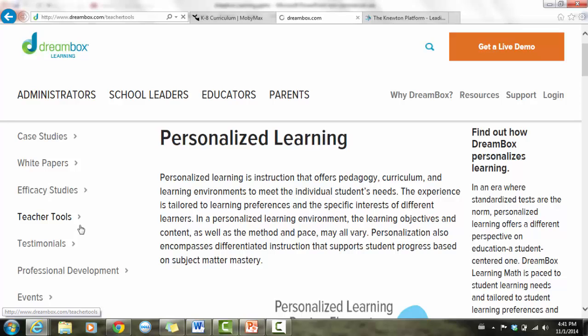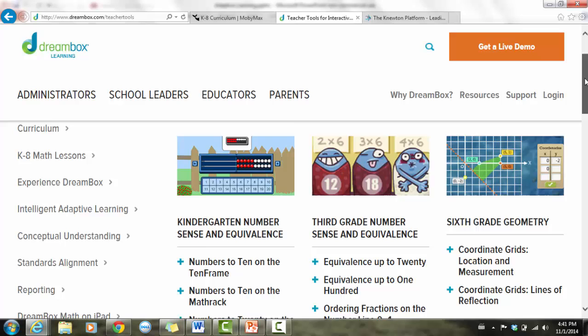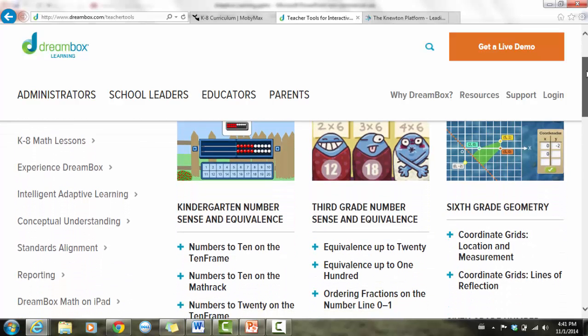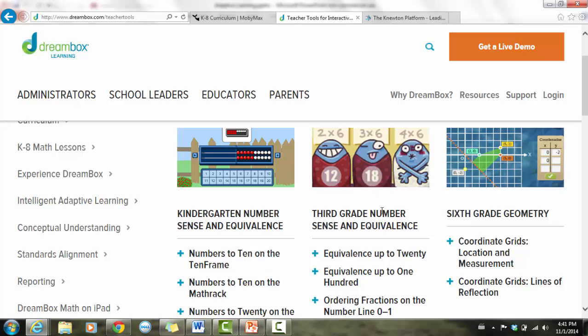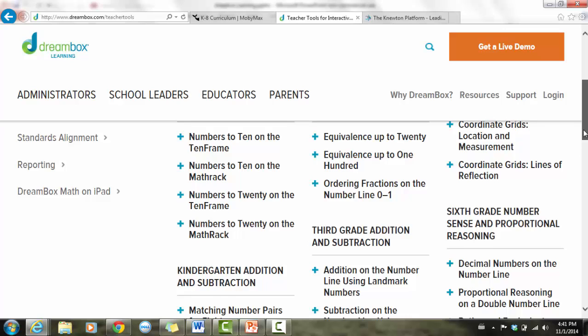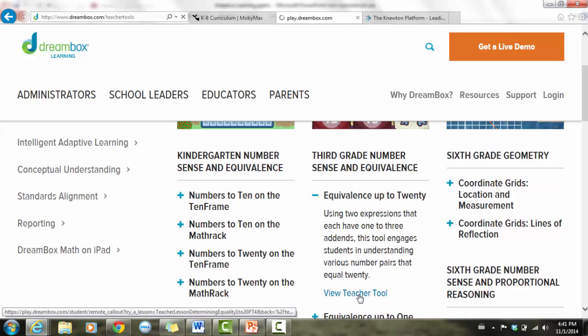Teacher Tools is where I found the games. Since I'm currently filling in for the maternity leave in kindergarten, I played around with the kindergarten number sense and equivalence. Here we have 3rd grade number sense and equivalence, 6th grade geometry. These were all free games. I didn't have to log in and do anything for them. Let's see the teacher tool for equivalence up to 20.